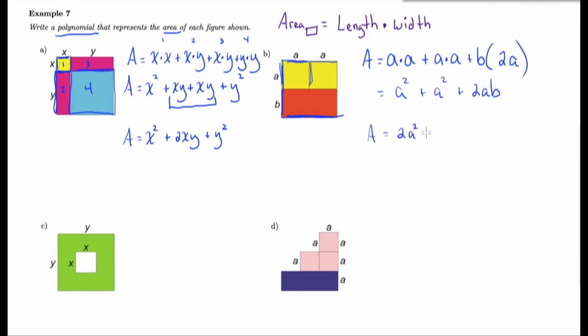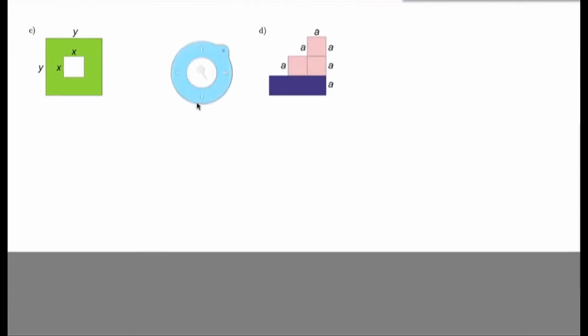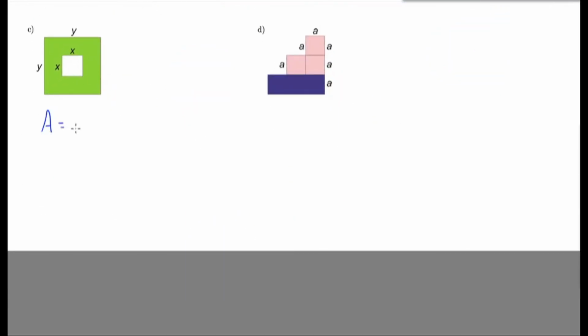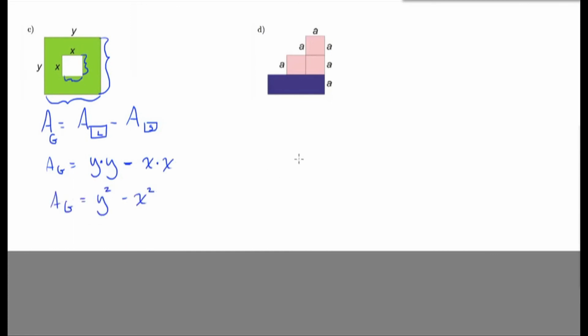Part C is a little bit unique because we're trying to find the area of this green region. So the easiest way to do this would be to find the area of the whole square, which would be y times y, and then subtract the white cutout portion, which is x times x. So this would be y squared minus x squared. Part D, I can break up the blue rectangle into 3 squares. So if I count them, there's 6 of them. So that would be 6a squared.